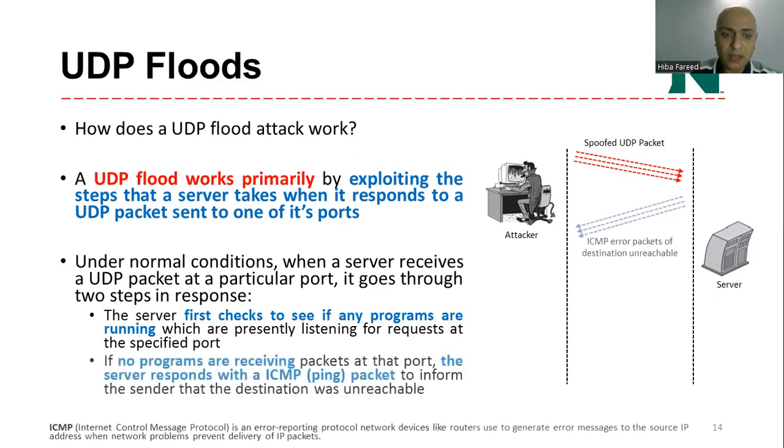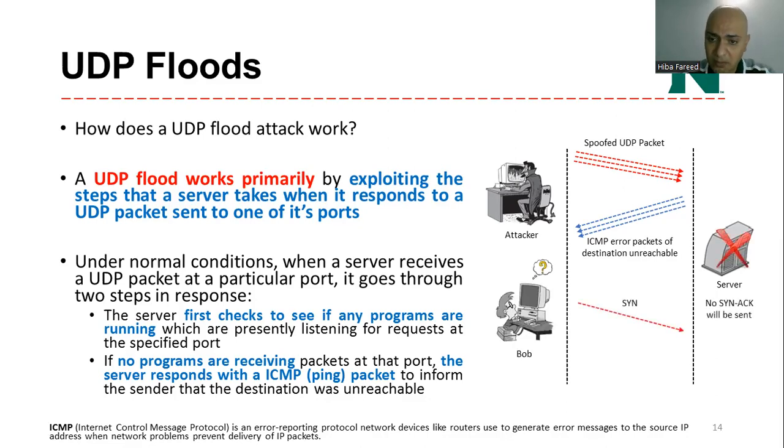After a while, it will figure out there is no program that can do this, because it is fake, not a real one. And it will respond with an ICMP packet, the Internet Control Message Protocol, which means there is some error reporting to the network protocol from that side. In this way, the attacker floods the pipe between the normal user and the server with a lot of UDP requests and keeps it busy as much as he can.